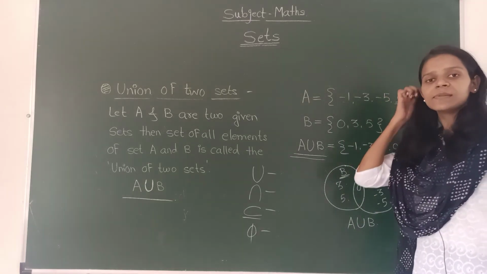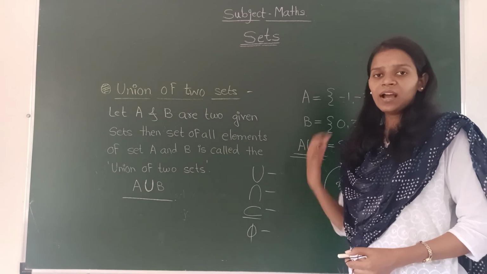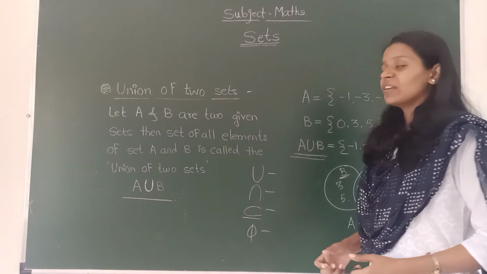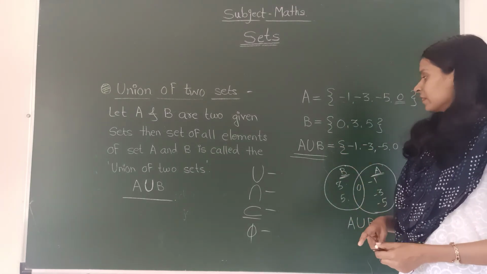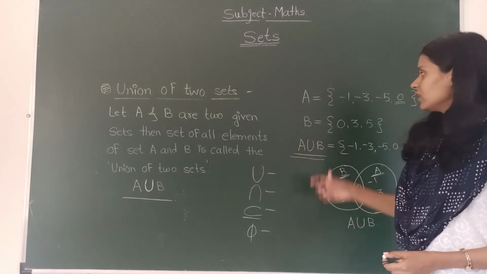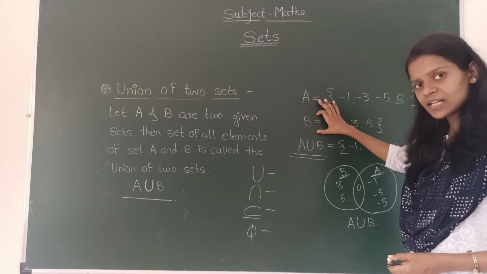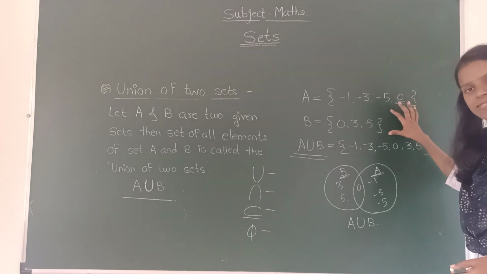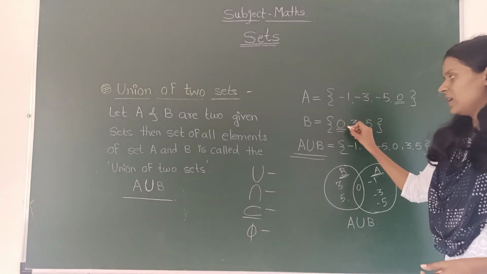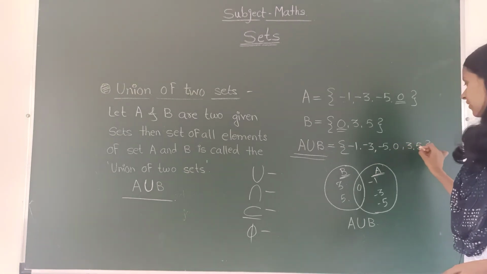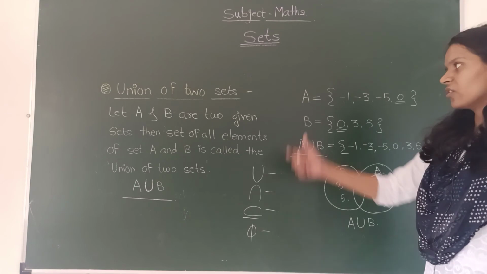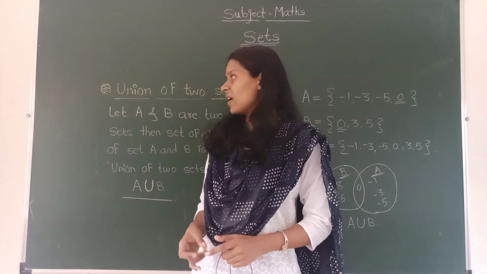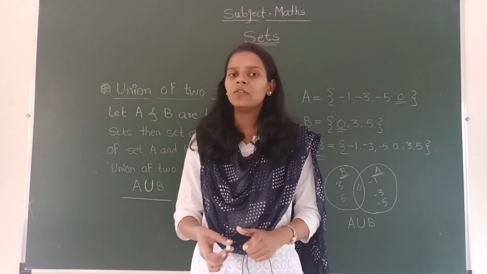See, again I will explain. Union of two sets. Let A and B be two sets. Here we have taken an example. Suppose this is set A and set B. Then the set of all elements of set A and set B is the third set. Therefore A union B is equal to the elements in set A and the elements in set B. 0 is the common element, so we write it only once, and then 3 and 5, and we have drawn the Venn diagram for the union of two sets. This is an operation on two sets, part of the operations on sets. Okay, union of two sets.